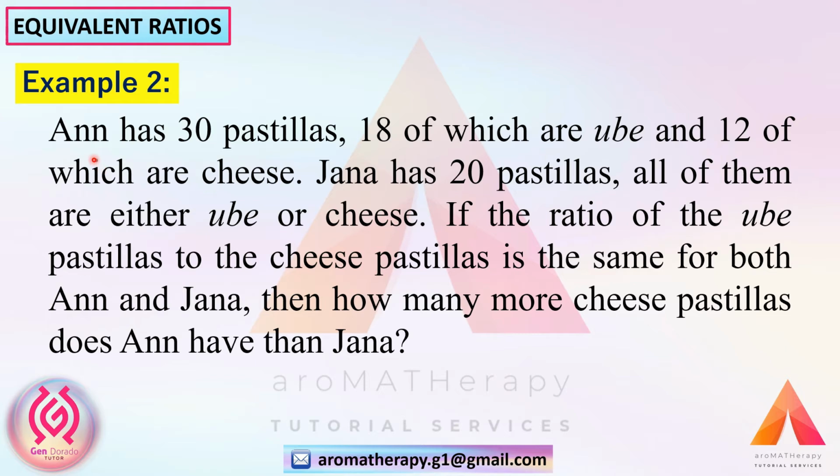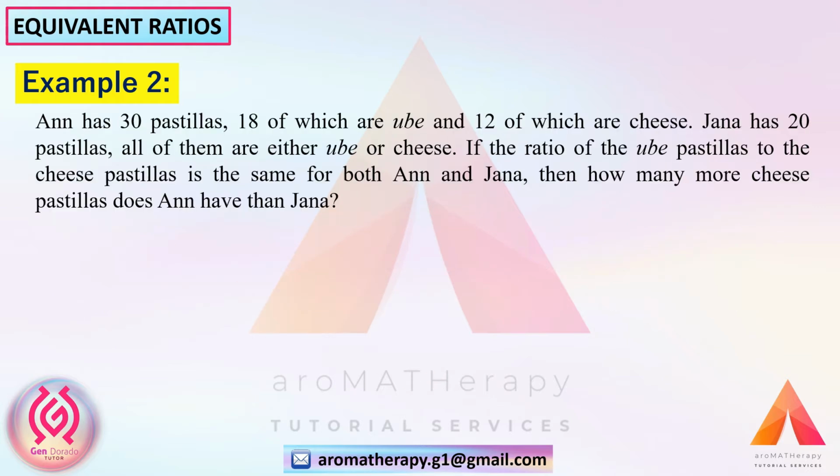So let's read. Anne has 30 pastillas, 18 of which are ube and 12 of which are cheese. Jana has 20 pastillas. All of them are either ube or cheese. If the ratio of the ube pastillas to the cheese pastillas is the same for both Anne and Jana, then how many more cheese pastillas does Anne have than Jana? Okay. Before solving this problem, we need first to analyze the situation or the problem, okay?